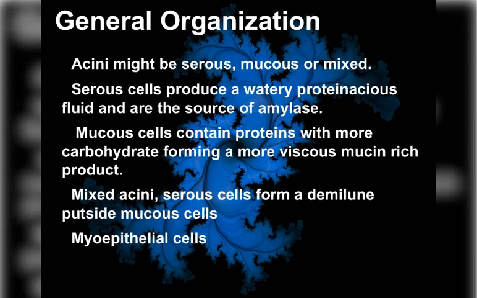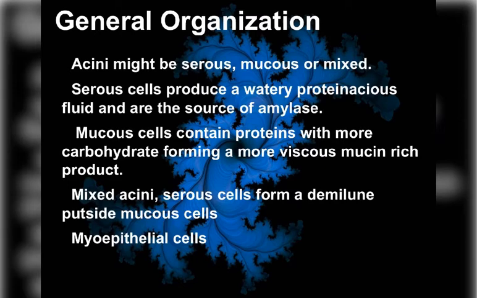Serous cells produce watery proteinaceous fluid and are the source of amylase. Amylase is one of the examples, or the main example, of enzymes produced by salivary glands. The mucus cells contain protein with more carbohydrates, forming a more viscous mucin-rich product. In mixed acini, serous cells form a demilune around mucus cells.